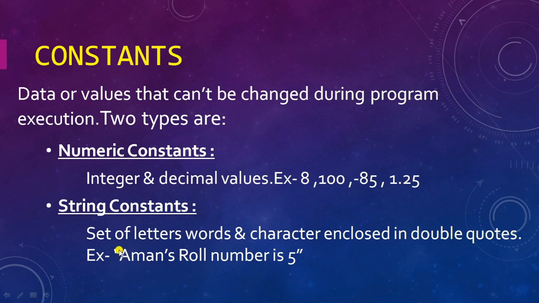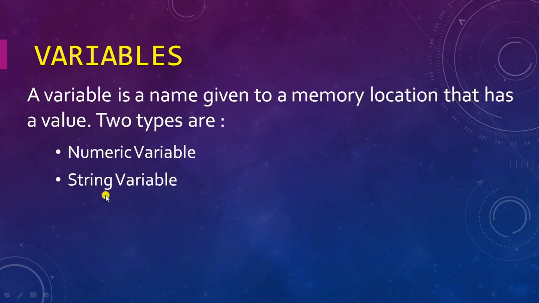Now whenever you use a string, you need to use the double quotes. For a numeric constant, we don't have to use double quotes, but for a string constant we must use double quotes. While I'll be showing you some examples, you will see how it works. Now variables. So after constants we have variables.